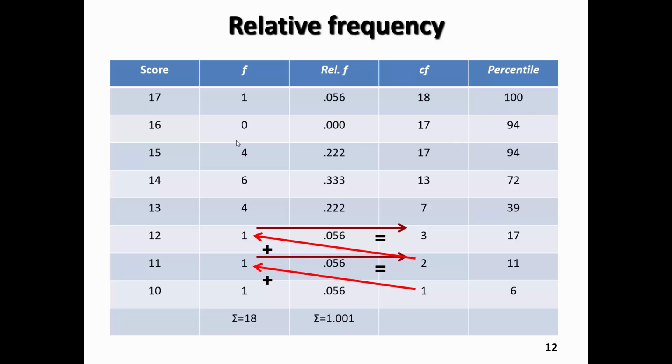So if a student had scored 16 out of 17 on the quiz, then they would be at the 94th percentile. Of course, we don't have any students at a 16, so we move to the students that score a 15, and as we see here, a student that scores 15 out of 17 would be at the 94th upper percentile of performance.